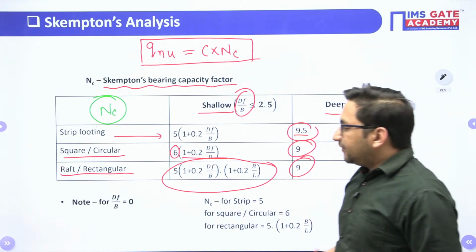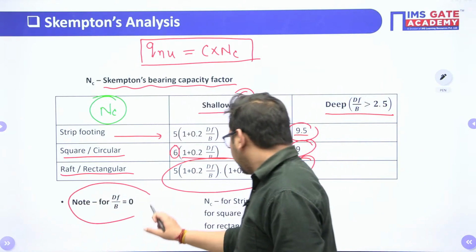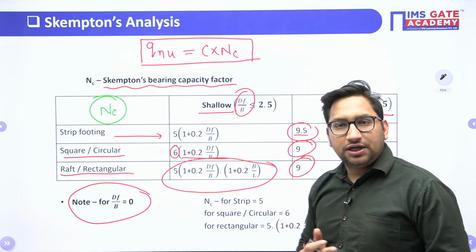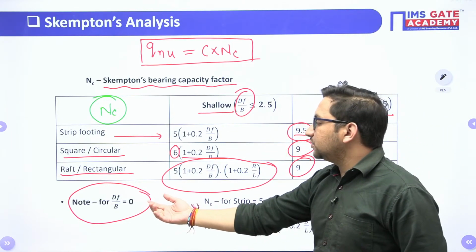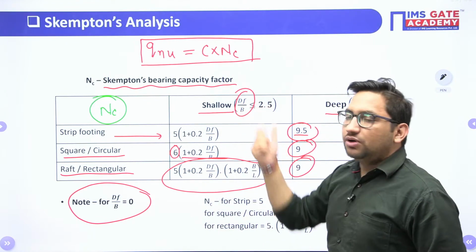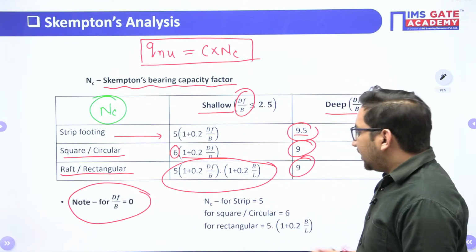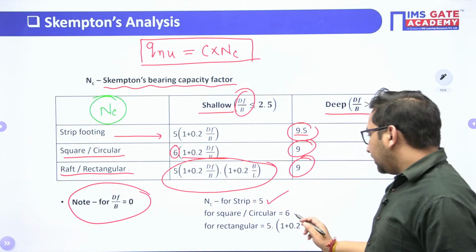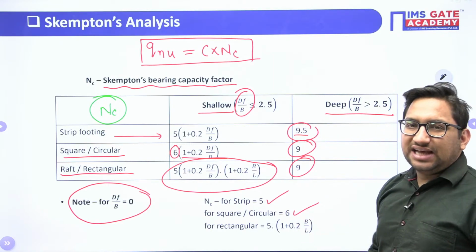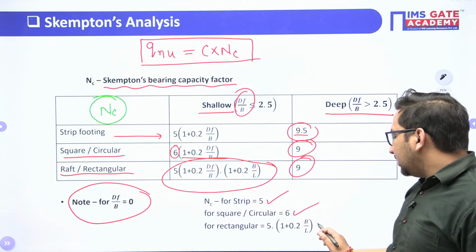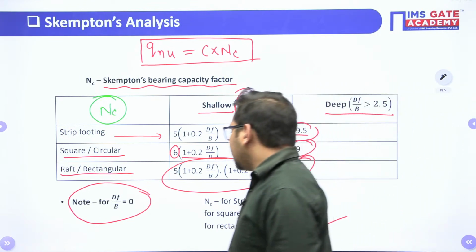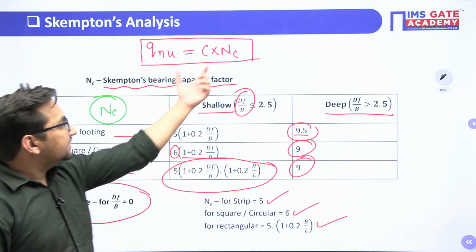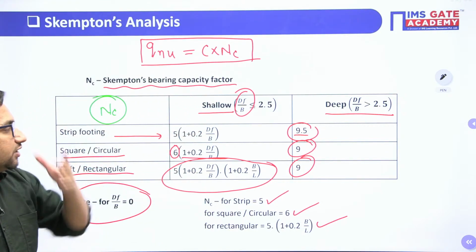Clear? If DF by B is equal to 0, it is nothing but a special case of shallow footing only, since DF by B is less than or equal to 2.5. So your NC value in this case will be 5, as this ratio becomes 0, and for square and circular footing it will be 6. These values are generally asked, so I have given you these values separately also. I hope up to this point it is clear. You need to remember these formulas of NC value, as sometimes they can ask for them.